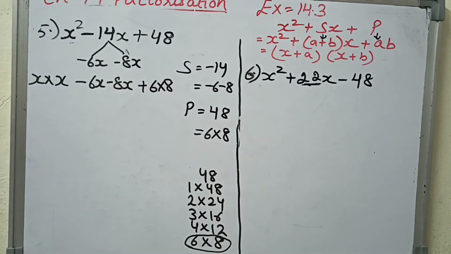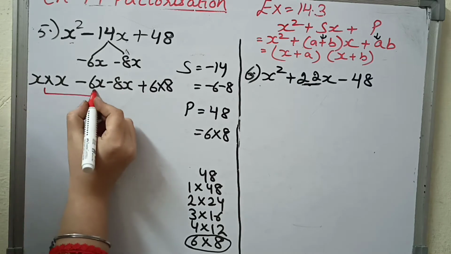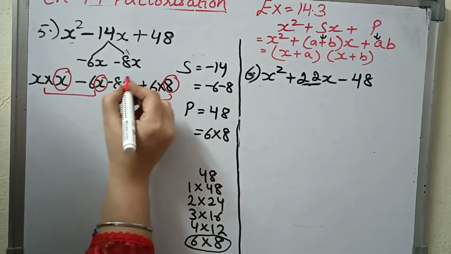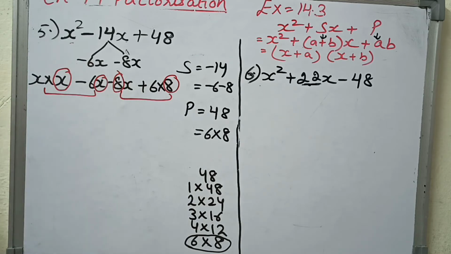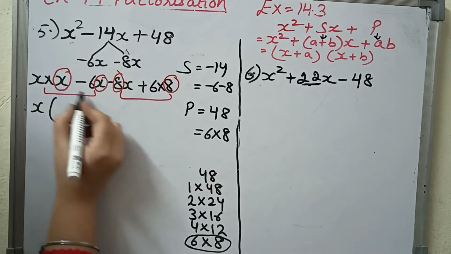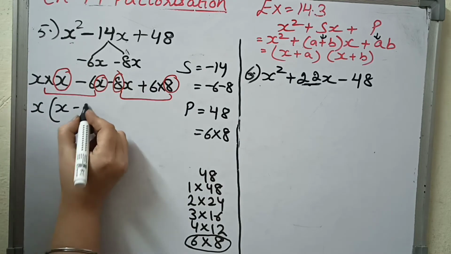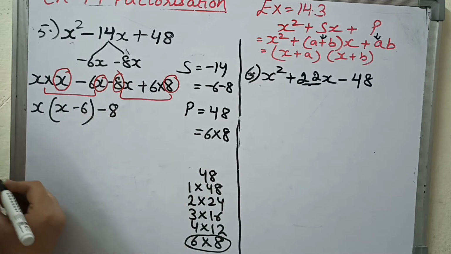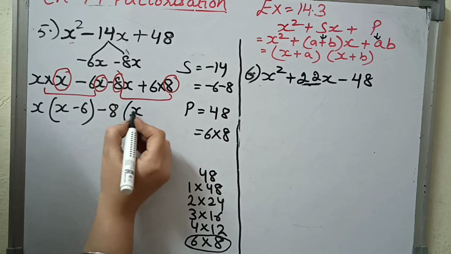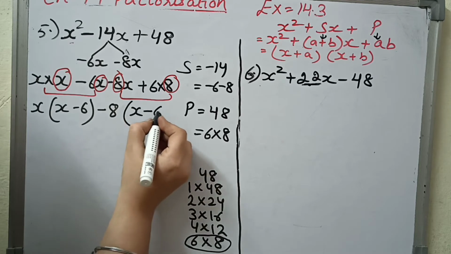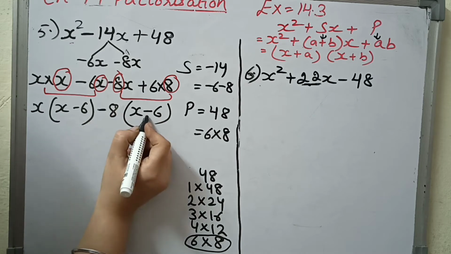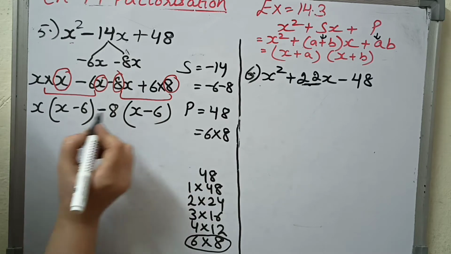Now consider the first two terms. You see here x is common, and in the third and fourth term 8 is common. Now write down x outside and the terms which are left, x minus 6, inside the bracket. Again in the third and fourth term minus 8 is common. So inside the bracket the terms which are left, it is x minus 6. When minus is common then the term inside the bracket gets reversed.